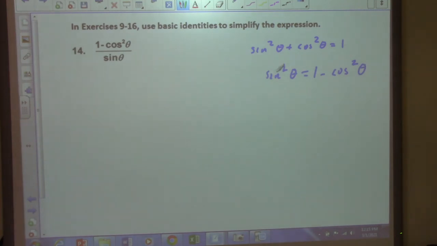So now you see what we're doing here? Yes. So now we got sine squared theta over sine theta, which is going to be, sine squared theta over sine theta is going to be sine theta. So that is our answer. Okay, so a little bit of manipulation here, right? Try to figure out what's going on.